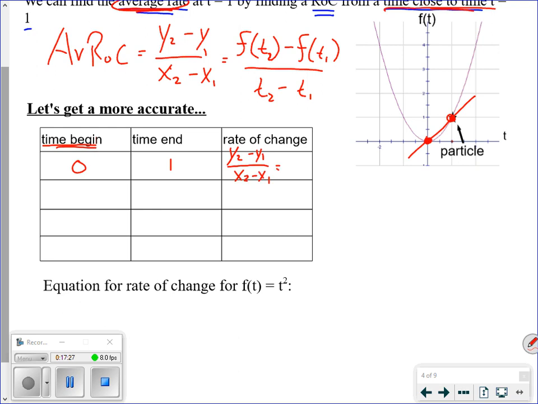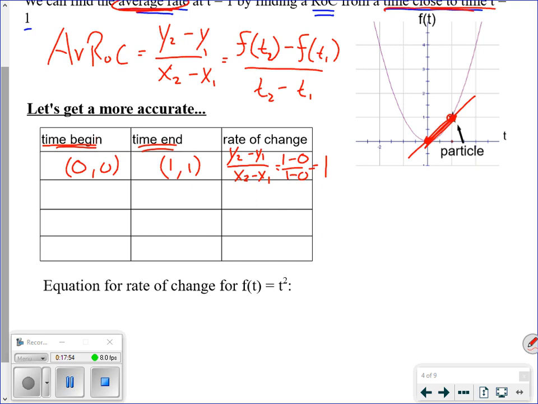Here at time 1, the y value is what? 1, and at 0, it's 0. So in this case, that's going to be y2 minus y1, so 1 minus 0 over 1 minus 0, or 1. And you can even see that by just looking at the graph. That is a slope of the line 1. So the average rate of change between 0 and 1 is 1.